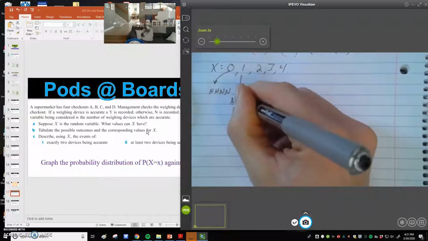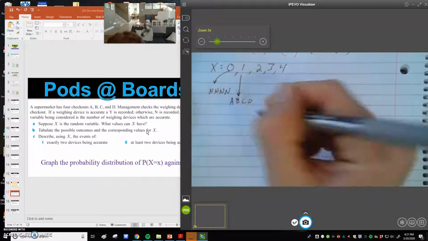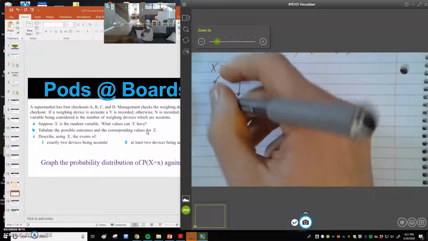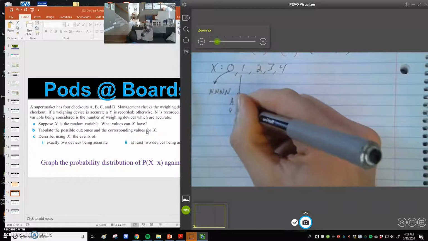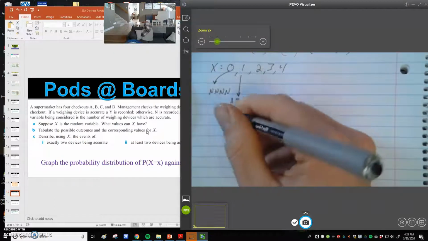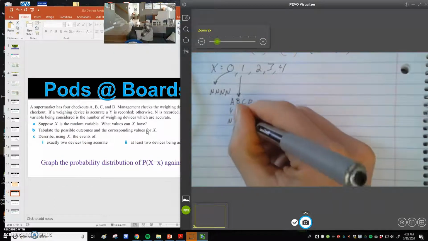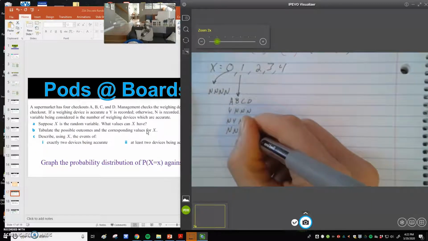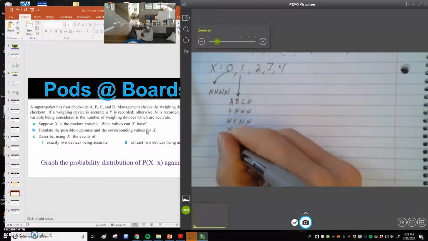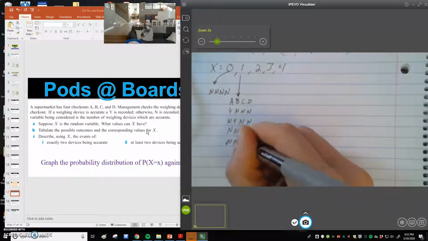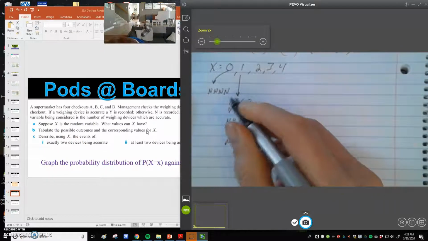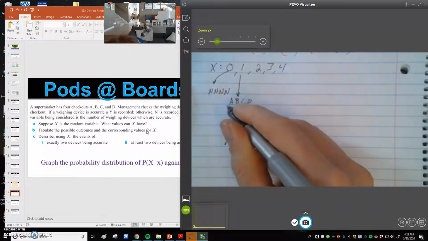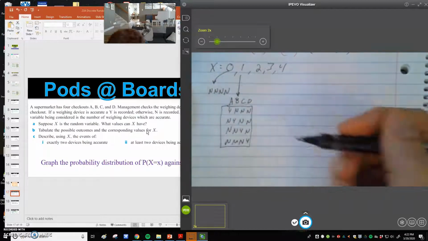Machine A, machine B, machine C, and machine D. Well, the first one could work, and then the rest don't work. No, no, no. Or the second one could work, so we have a no, yes, no, no. The third one could work, no, no, yes, no. Or the last one could work, and the others fail. So there it looks like we have four outcomes there. We have those 4 outcomes for that.